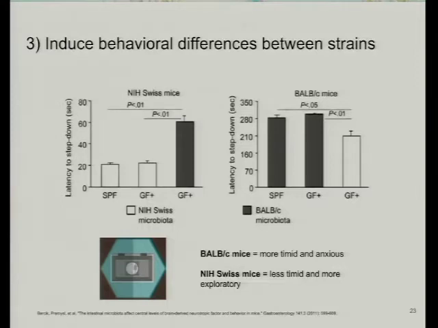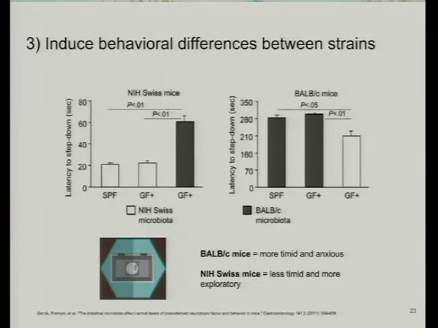And so focusing on the left part, we have the NIH Swiss mice. As mentioned, the NIH Swiss mice are a little bit more exploratory and less timid than the BALB/c mice. So their time to step down from this pedestal or this platform is about 20 seconds. Meanwhile, when you incorporate the microbiota from the other strain, the time it takes them to step down from this platform increases to about 60 seconds.